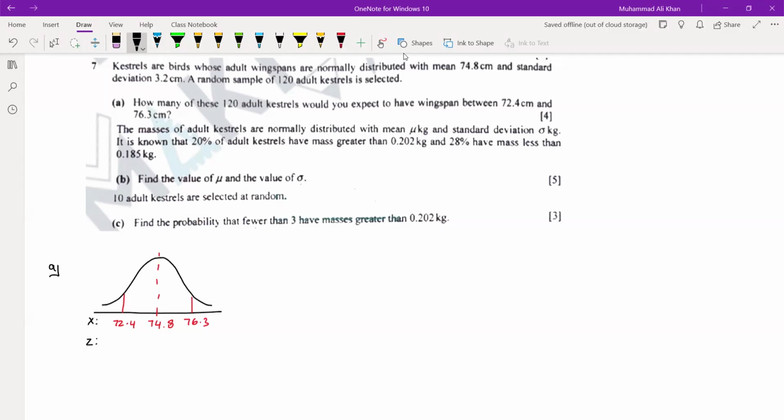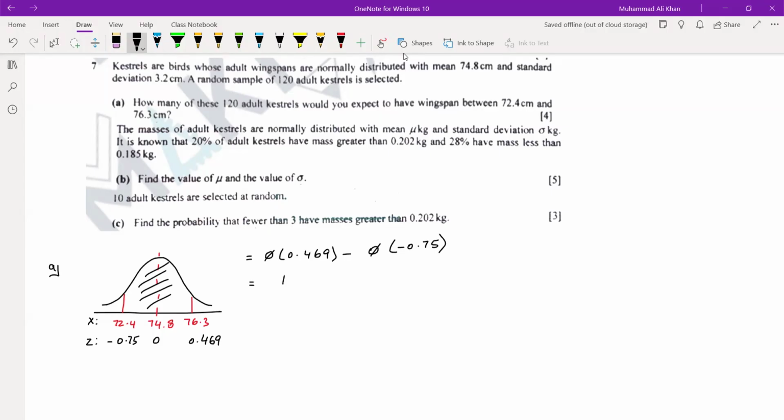After conversion, 72.4 will be minus 0.75, and 76.3 will be 0.469. We have to find the probability of this portion. So the probability up to 0.469 minus the probability up to minus 0.75.